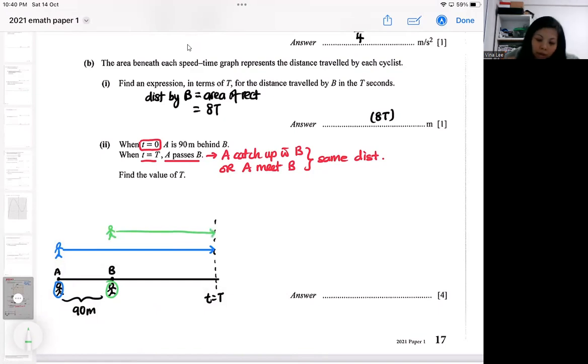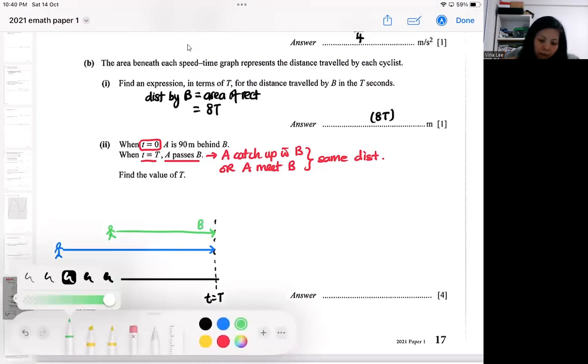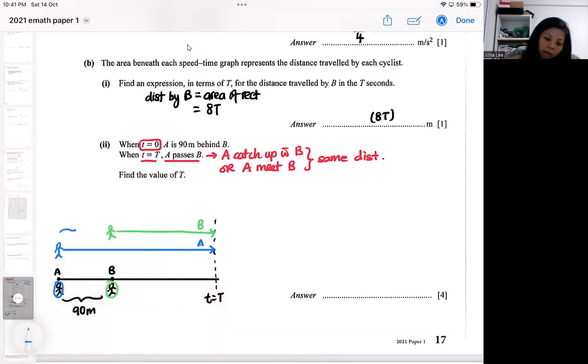That means the distance by B is shorter. So there is a gap that you need to fill up. So that means distance by A will be equal to distance by B plus an additional 90. Okay, so from here we will have the equation.